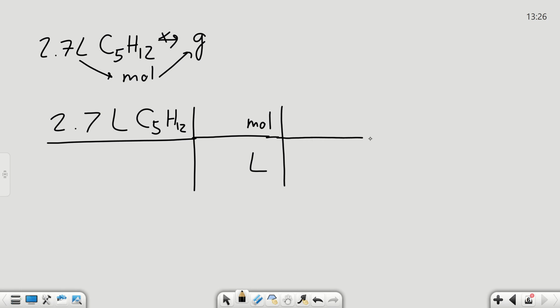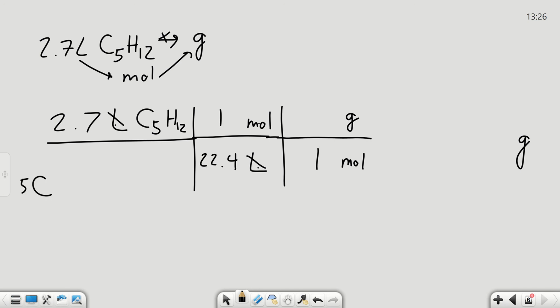Sometimes I like doing it this way to kind of show, who cares about the numbers, talk about the process. I'm in liters, going to moles, so that's going to cancel out. And then I'm coming from moles, going to grams, so I can end in grams. Okay? Mole will all be 1. Liters with 1 mole is 22.4. And then I need to find the grams, which is the molar mass.